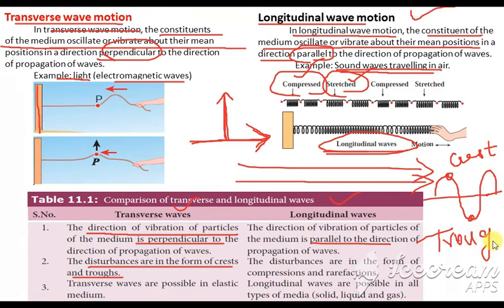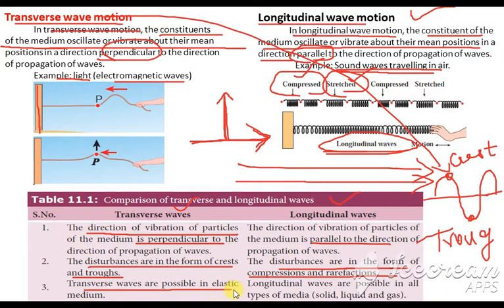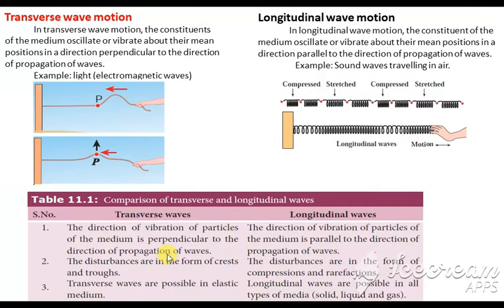Okay, so in transverse wave motion, it forms with what? Crest and trough. And here it forms with compression and rarefaction, as we have seen already. Then transverse waves are possible in elastic media, and longitudinal waves are possible in all types of media. Yes, clear with this? So this is a comparison of transverse as well as longitudinal waves.